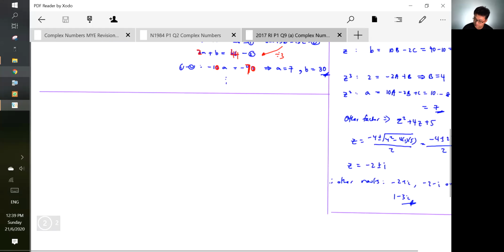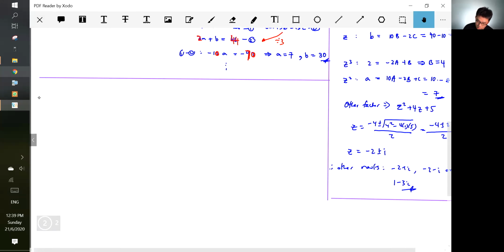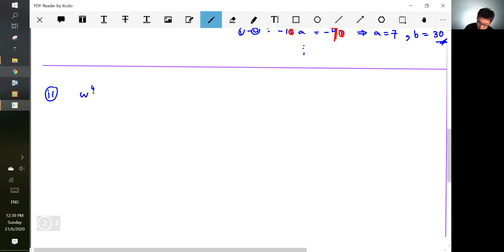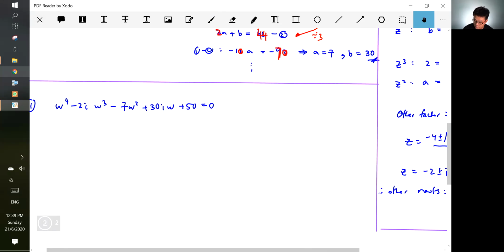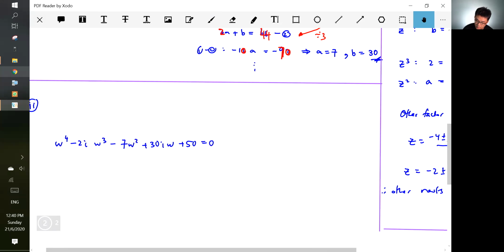Okay, so for part 2, let's look at that. For part 2, deduce the roots of W⁴ minus 2iW³ ... You need to find a substitute lah. So compare and contrast with the original equation, which is Z⁴ plus 2Z³ plus 7Z² plus 30Z.